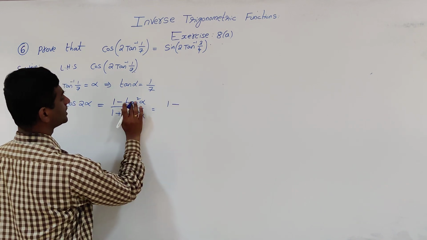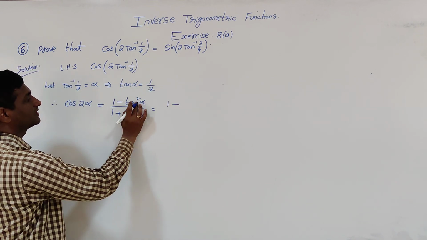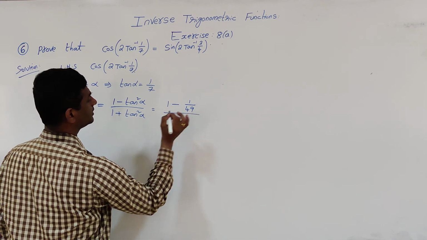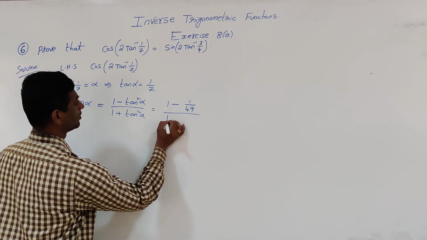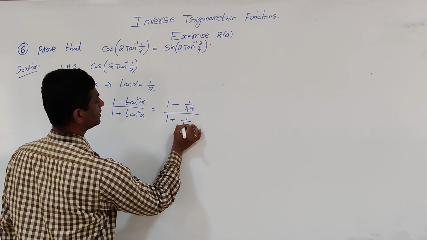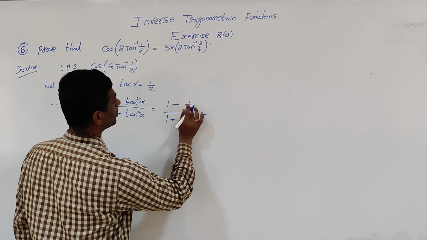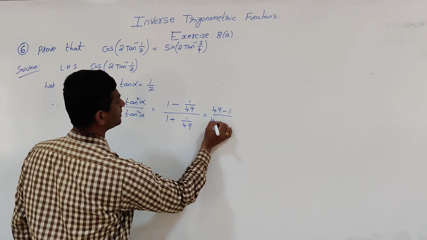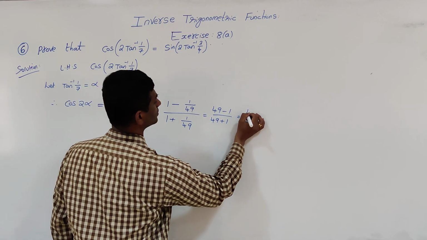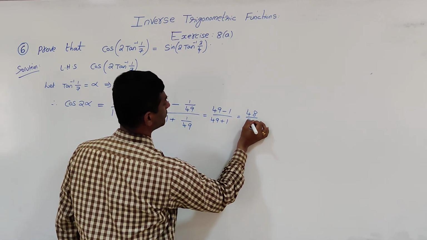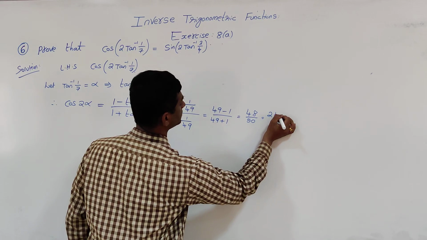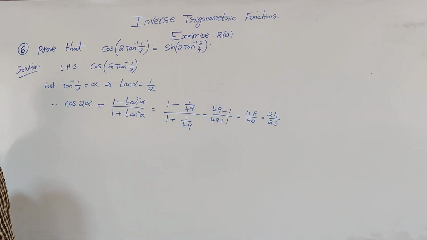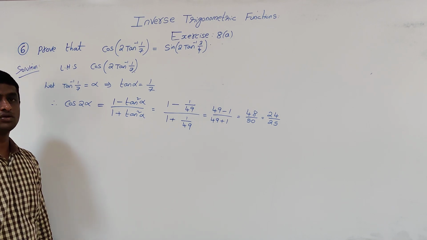So we can directly substitute the tan alpha value. 1 minus tan square alpha, tan alpha is 1 by 7, square is there, so it will be 1 by 49, plus 1 plus 1 by 49. It gives 49 minus 1 by 49 plus 1. That is 48 by 50, or we can say it is 24 by 25. So the left hand value cos of 2 tan inverse of 1 by 7 is 24 by 25.